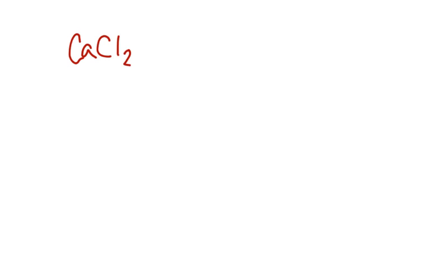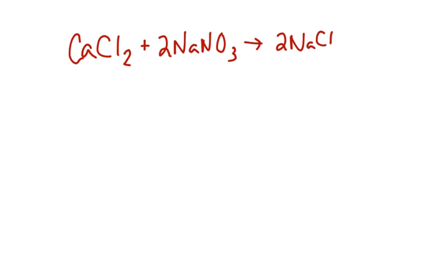So I still have to have my CaCl2 plus 2 NaNO3 yields 2 NaCl plus calcium nitrate, CaNO3 with a 2 outside that bracket. Have to have my balanced equation. But then what I'm going to do is I'm going to make a chart.